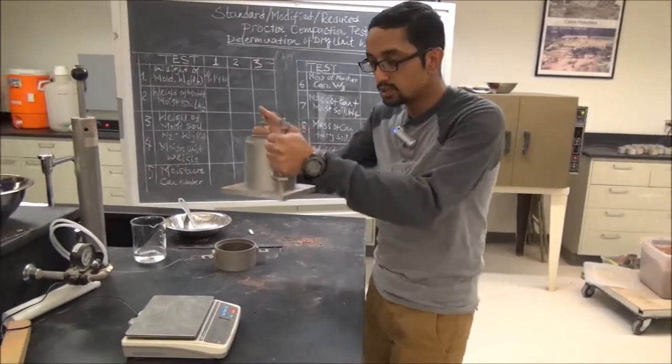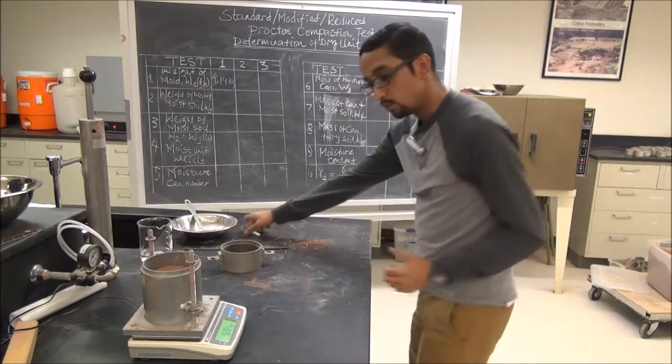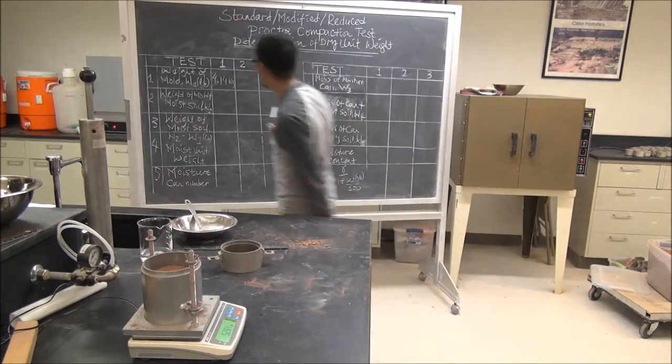Now the next thing to do is take the weight of this compacted soil with the mold, which is 5284 grams.